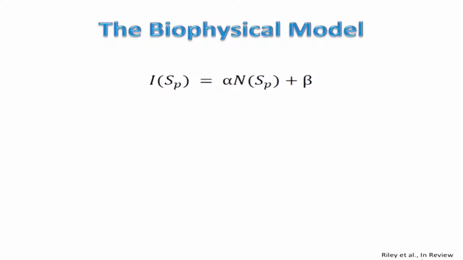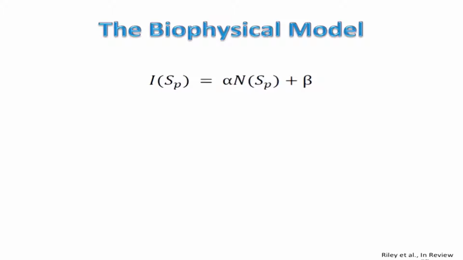And alpha corresponds to the gain, the gain in fluorescence intensity based on occupancy. So alpha is basically how intense the scanner is. And beta is our baseline intensity when there's absolutely no binding. Okay, so we start off with a simple formula.